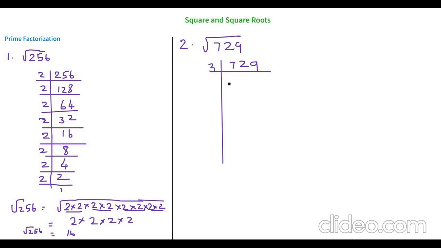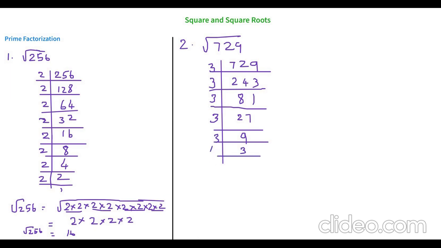Since this is divisible by 3, we get 243. This is further divisible by 3 because 2 plus 4 is 6, 6 plus 3 is 9. So we get 81. We can further divide this by 3 and get 27. Dividing this by 3, we get 9. Dividing 9 by 3, we get 3, and this can be further divided by 3 to get 1.